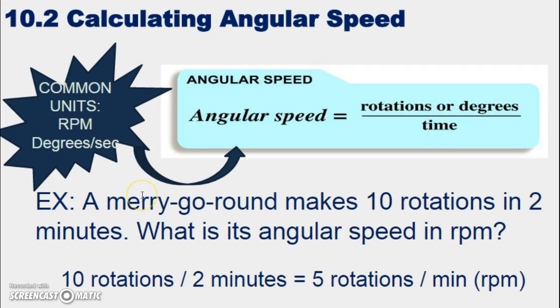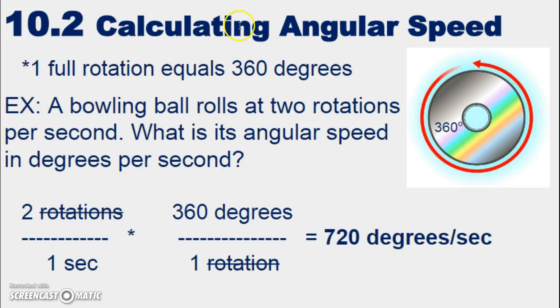So let's do a practice. Let's just make this simple. Example: a merry-go-round makes 10 rotations in 2 minutes. What is its angular speed in RPMs? Well, if it makes 10 rotations in 2 minutes, divided by 2 minutes, it's going to have an angular speed of 5 rotations per minute, or 5 RPM.